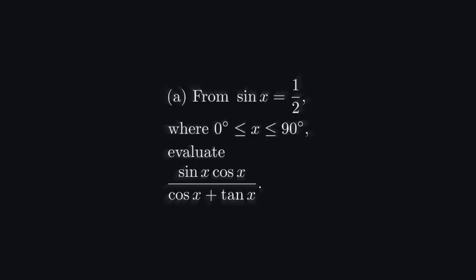In part A, we are given sin of x equals 1 over 2, where x is between 0 degrees and 90 degrees. We are asked to evaluate sine of x cosine of x over cosine of x plus tan of x.